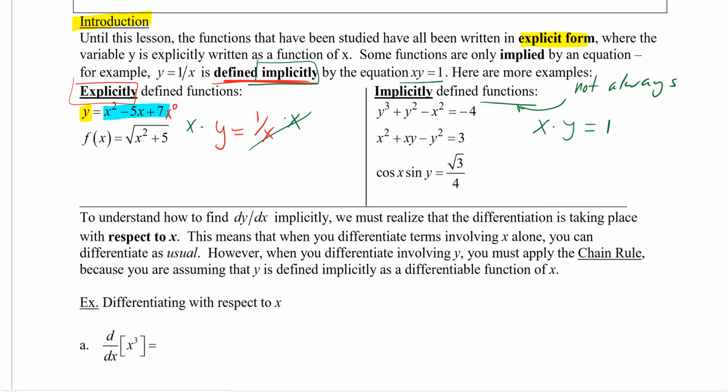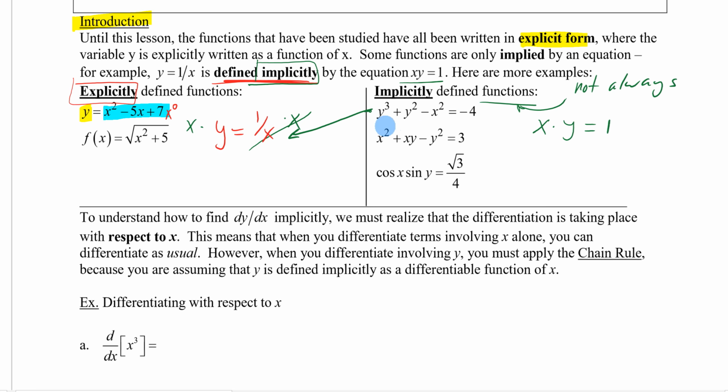In calculus, we tend to call these types of relations curves because they may not pass the vertical line test. And it'd be very hard to solve for y. It'd be very hard to convert this equation into explicit form because you have more than one y, and then both y's are being raised to a third and a square.